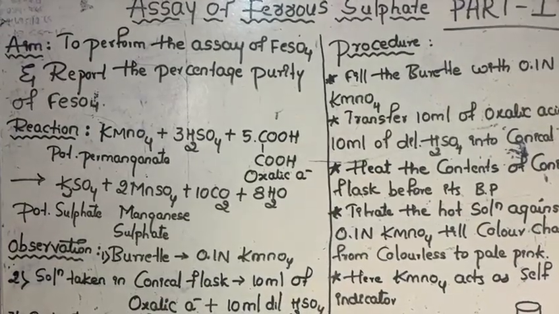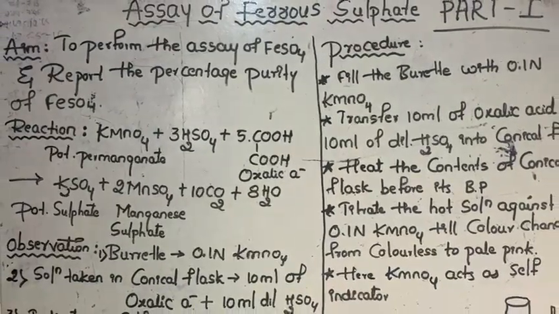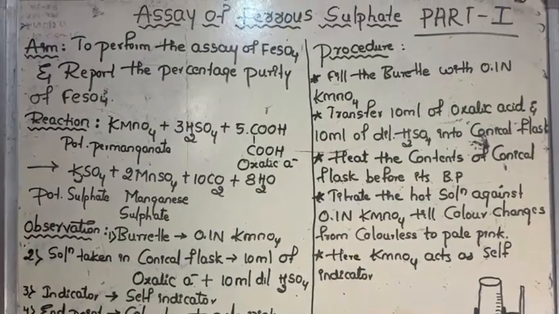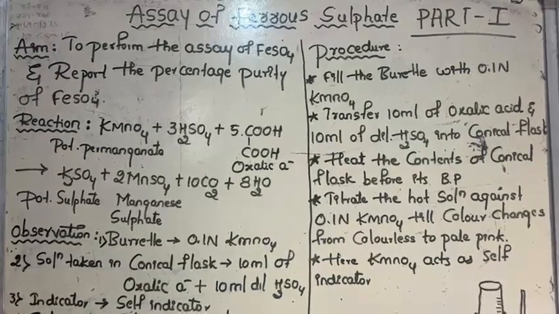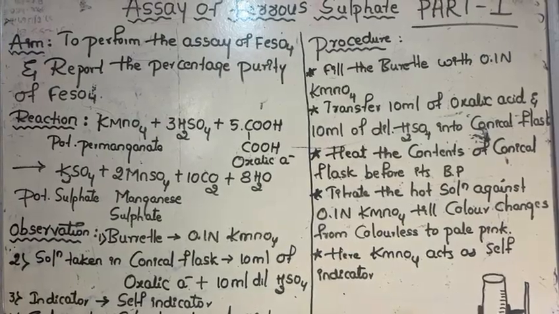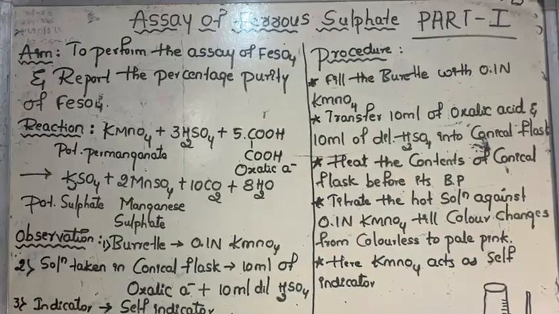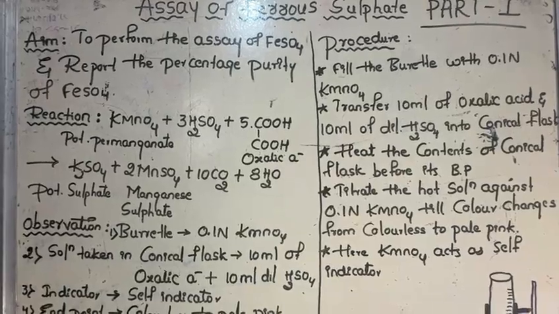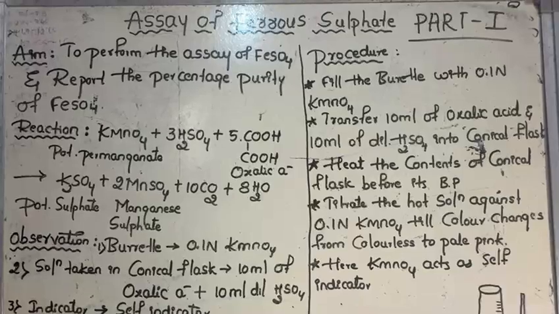Let's discuss one of the important topics of your theory as well as practical experiment, that is the assay of ferrous sulphate. The sample is nothing but ferrous sulphate, and for that we require a standard solution, either primary or secondary. Here we are taking KMnO₄ as a secondary standard substance, because the assay of ferrous sulphate can be performed by a redox type of titration, where KMnO₄ acts as an oxidizing agent in presence of acidic medium.